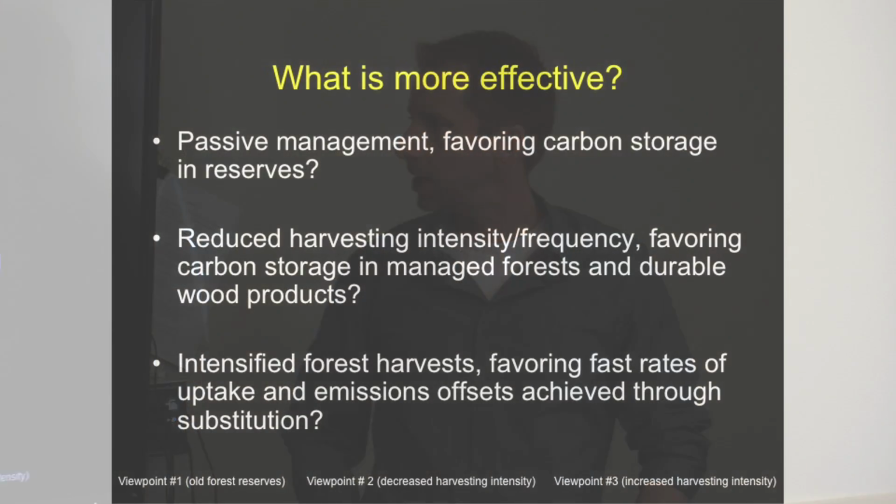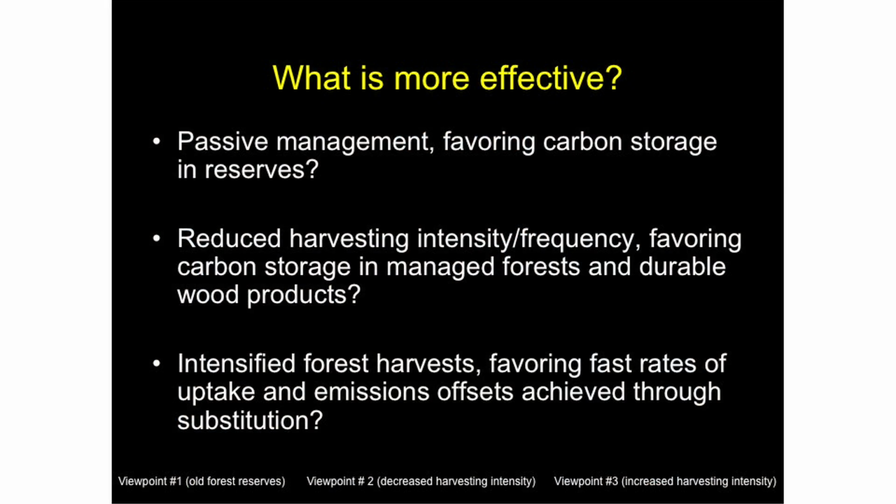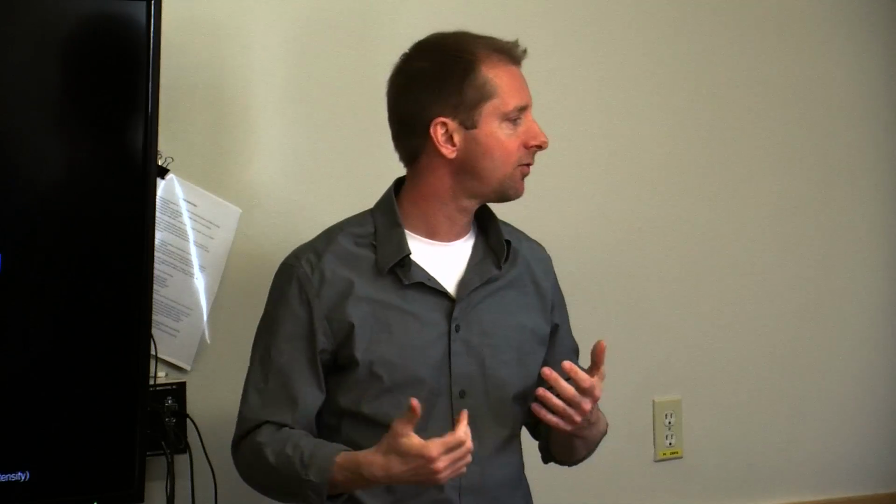Okay, the third point of view, though, is the polar opposite of the first two. And actually several papers have come out recently arguing this one, so we need to address that as well. This point of view argues that, no, we shouldn't conserve forests or manage them less intensively. What we should do, in fact, is to manage them more intensively. We should increase harvest rates. We should increase harvest intensities. We should favor young, rapidly growing forests that we're managing over short rotations.